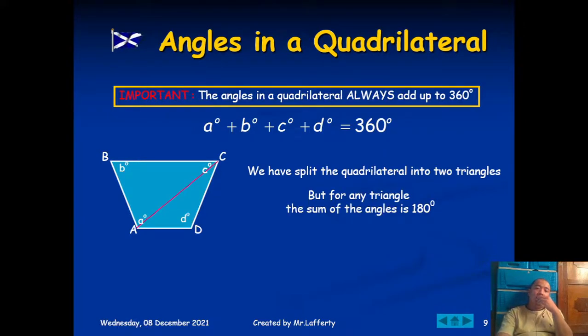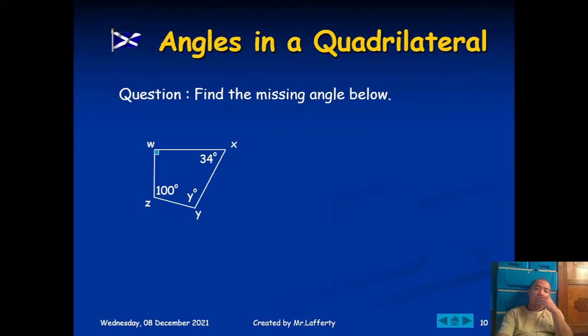But for any triangle, the sum of the angles is 180 degrees. Hence, for the quadrilateral, we have 2 times 180 degrees, which is equal to 360 degrees. Find the missing angle below.